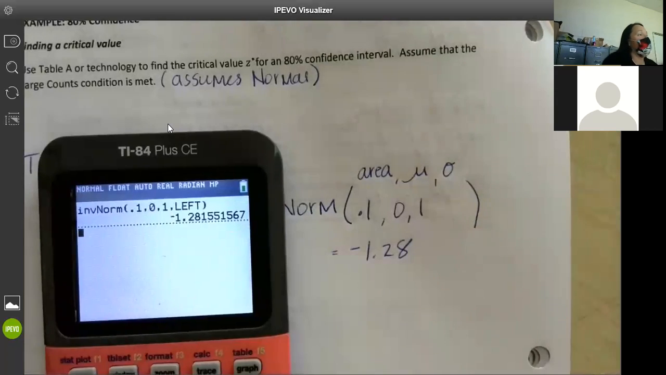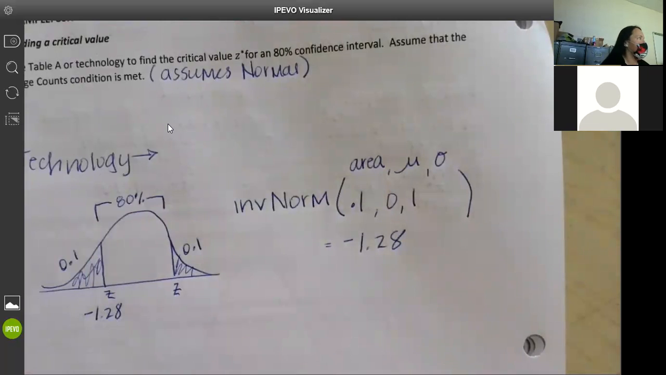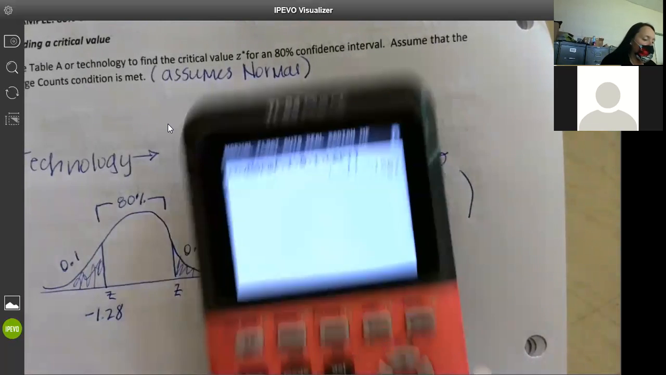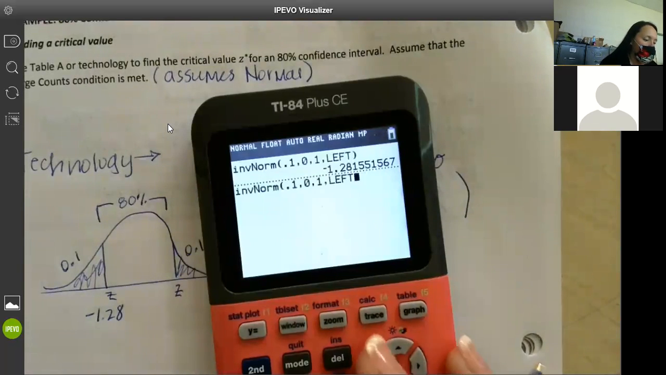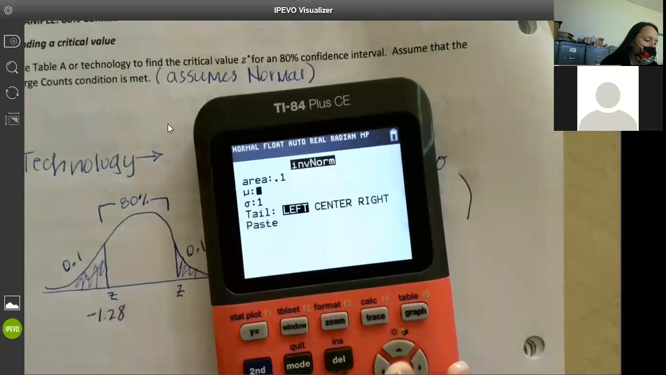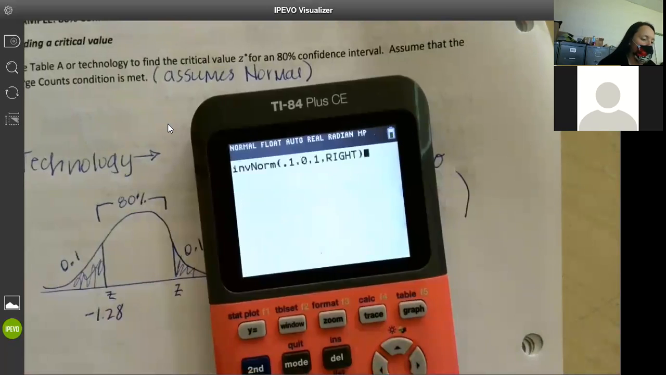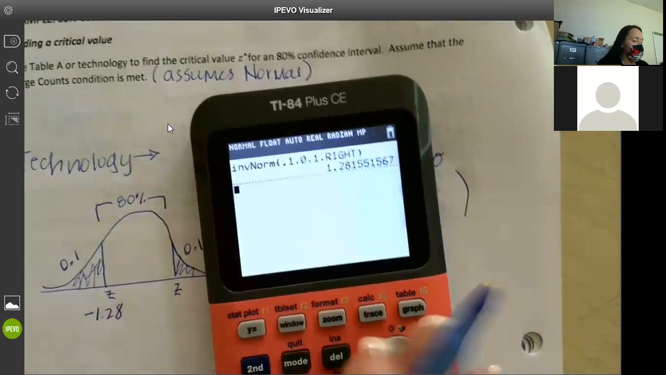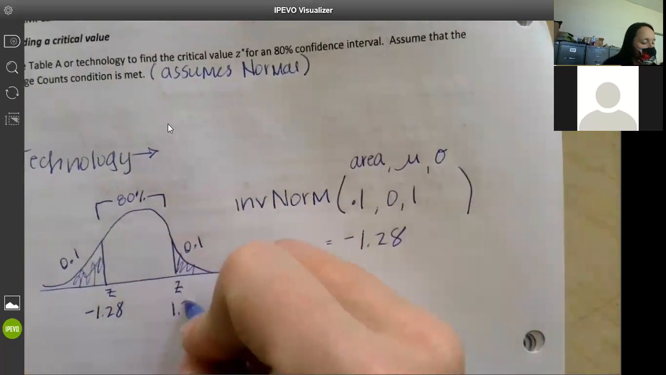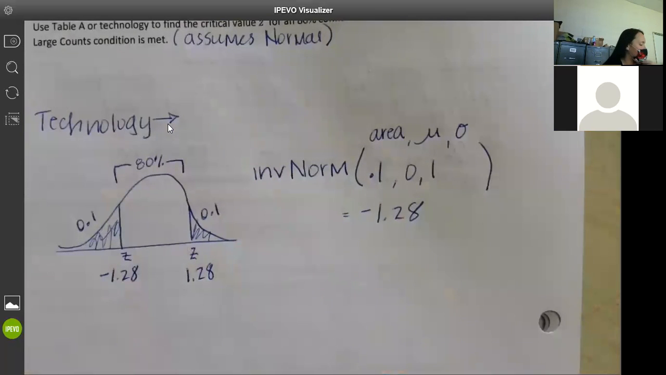The reason we have left in there is because this one is negative 1.28. It's on the left side. If we did right, what do you think we're going to get? Okay, so inverse norm, right, and then paste it in there, and we get the positive. So there's no difference. It doesn't matter which one you use. You know that it's going to be either positive or negative. On the left, it's going to give you the negative. Positive, it's going to give you the right. What does center give you?